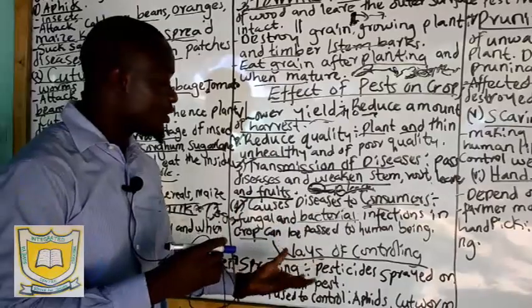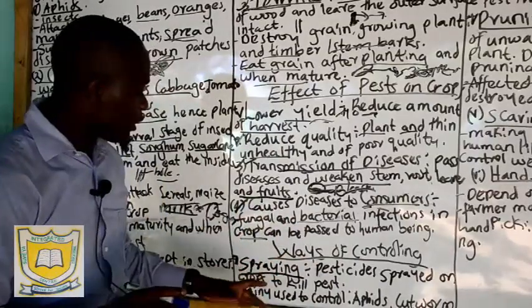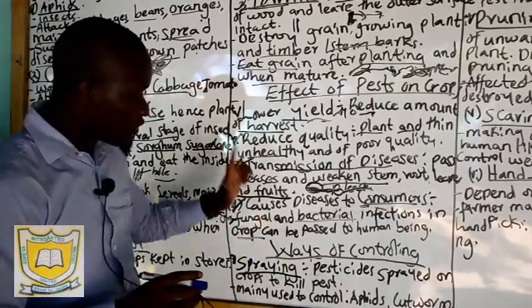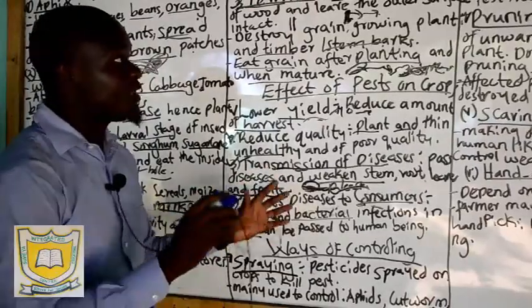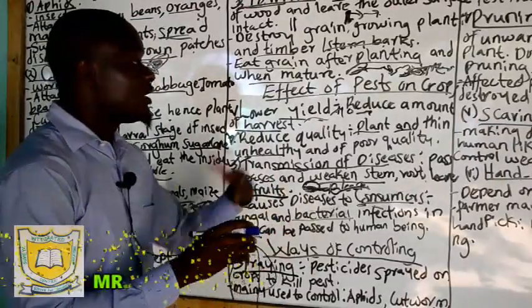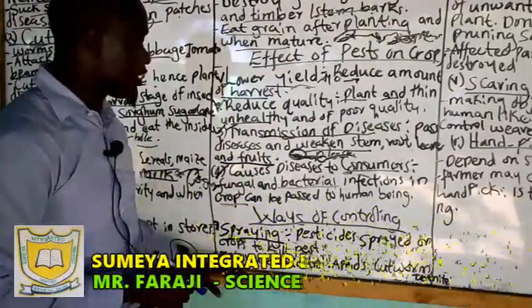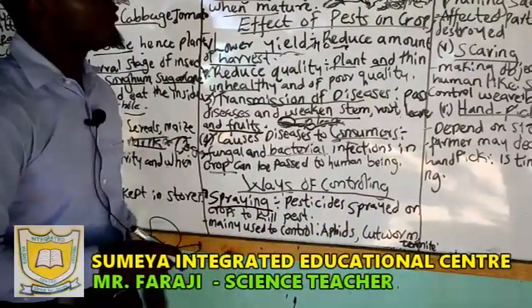So different chemicals are used to control different pests. Now that one, the procedure is by spraying. You spray the chemical, that is, you mix it with water, then you carry out what we call spraying. That's the first control of crop pests.